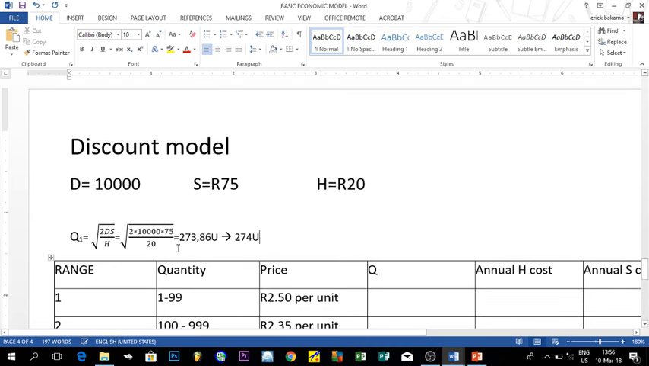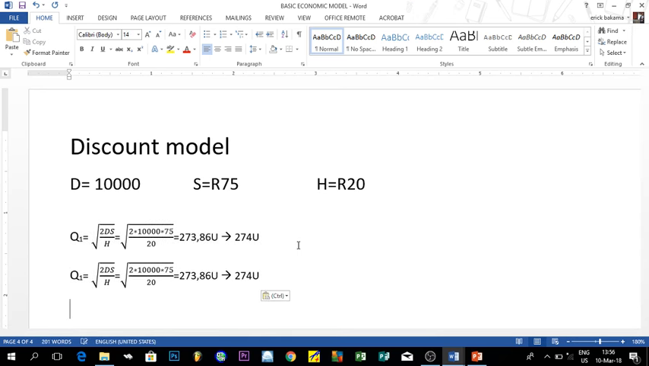Now, this is the value of Q. Imagine if we had to find Q2. Obviously, we'll have a 2, a D which is 10,000, an S that is already 75, and an H that is 20. So even if we had to work out Q2, we realize that it will be a copy and paste of Q1. So Q2 is going to be the same as Q1. Q1 will be equal to Q2, will be equal to Q3, and again equal to Q4. That means there's no point in finding it.